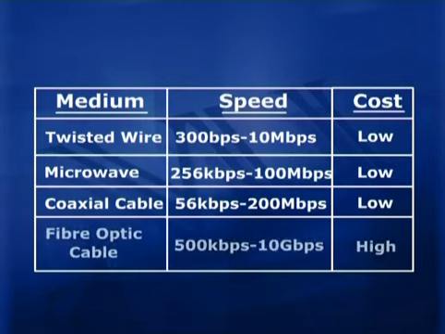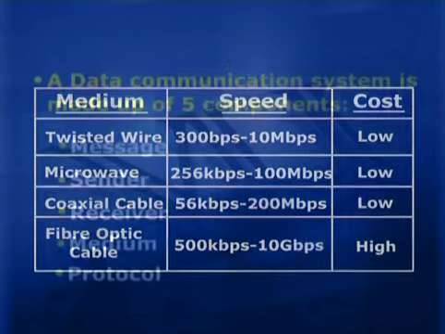The last and by far the most important type of transmission medium that we use in our daily life is the fiber optic cable. Fiber optic cable offers speeds greater than any other communication medium or transmission medium. The speeds are in the range of 500 kilobits per second to 10 gigabits per second. But in this specific case, the price is relatively high.